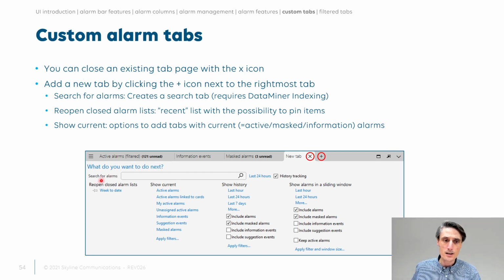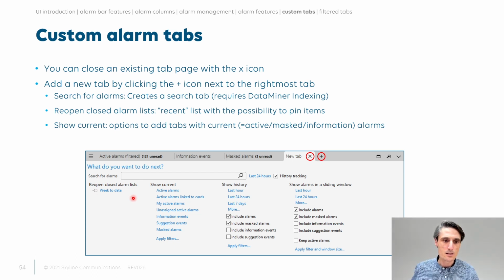Next, underneath that search is a couple of different columns I have with how to add additional tab pages. The first one is actually reopening tab pages that I just closed before. So if you by mistake closed an alarm tab page, you can just quickly open up a new one again, and it will still be located in that reopen new tab or closed alarm lists there.